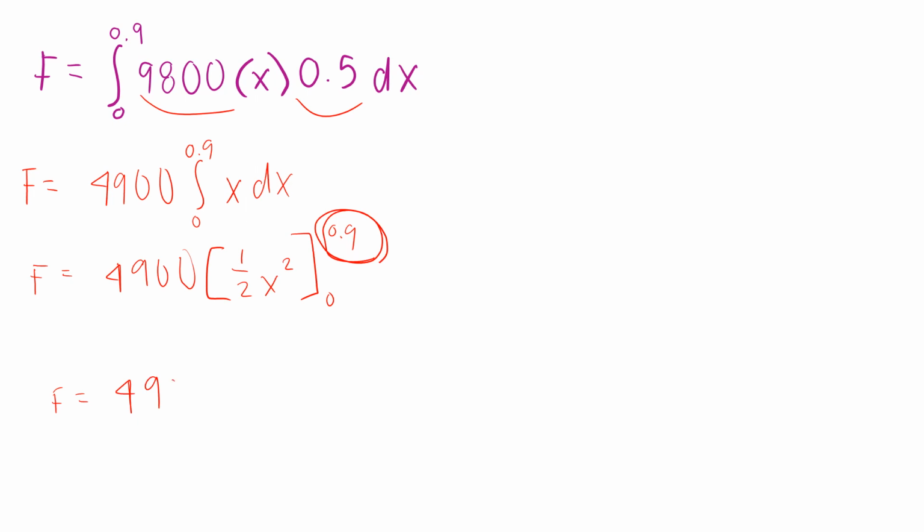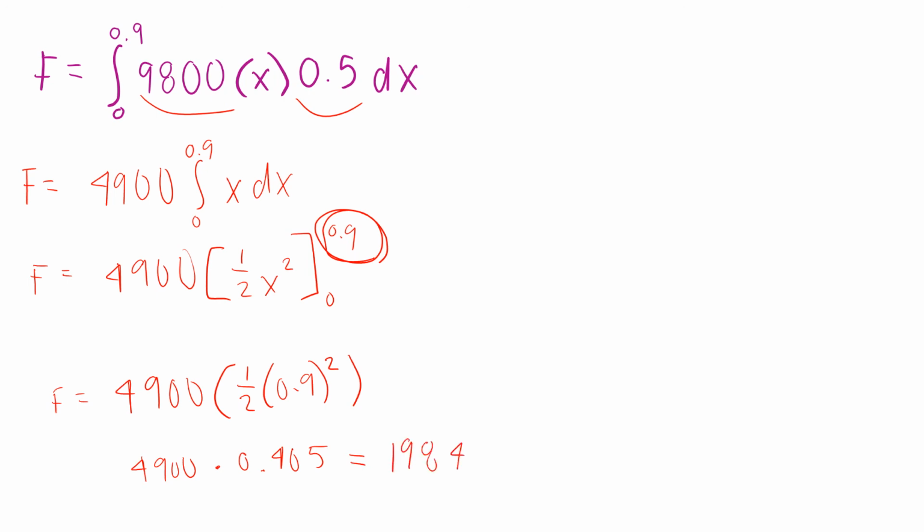So we will do 4,900 times 1/2 times 0.9 squared. 1/2 times 0.9 squared gives us 0.405. If we multiply that by 4,900, then we get 1,984.5 newtons, which is the force of water on the small sides of the lobster tank.